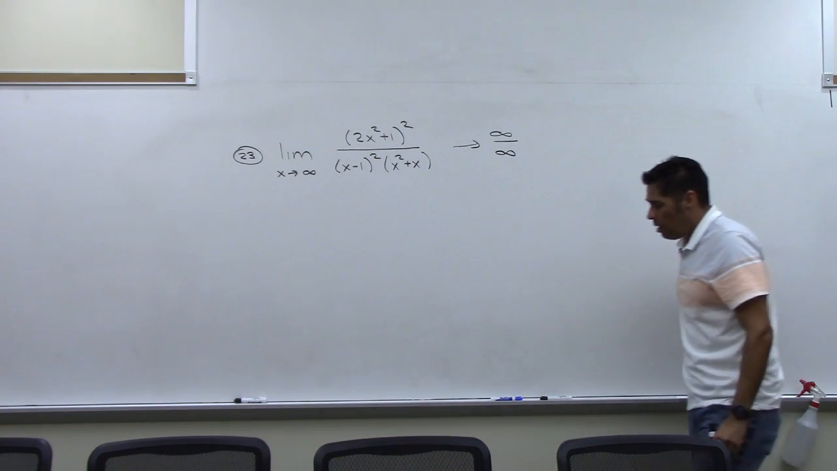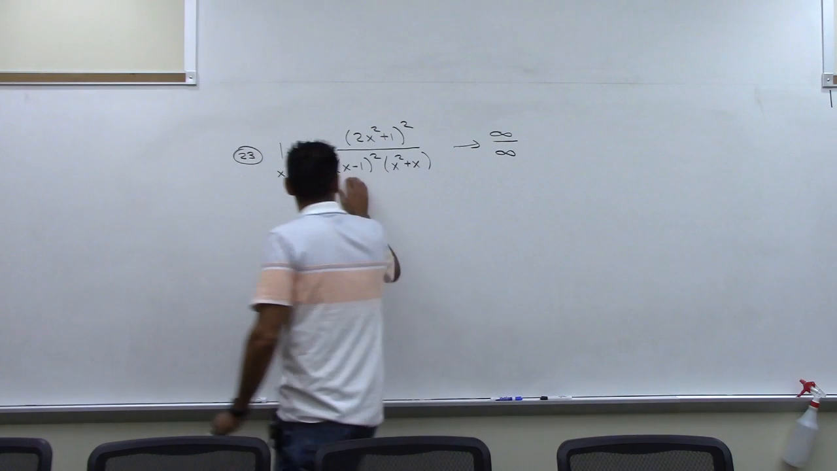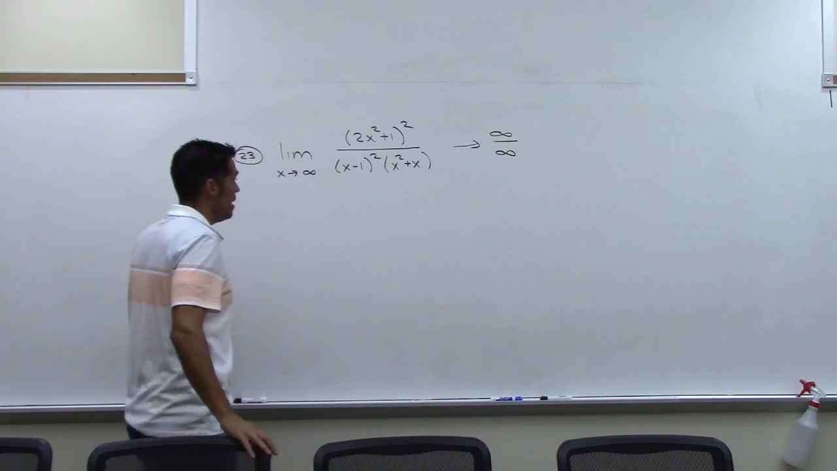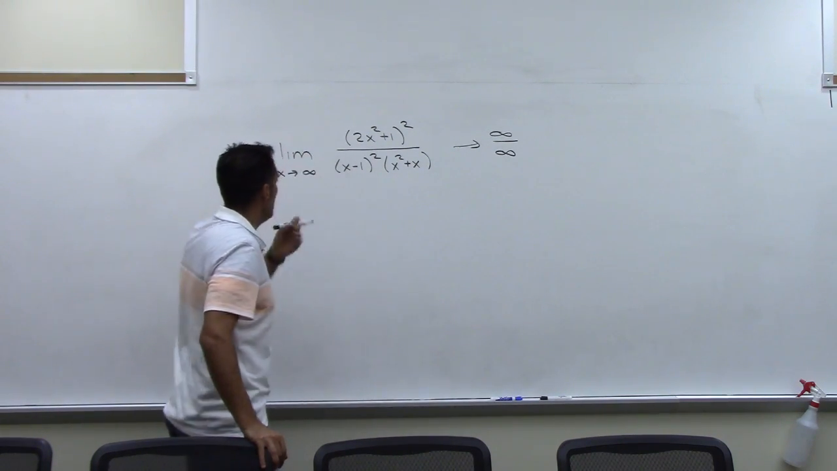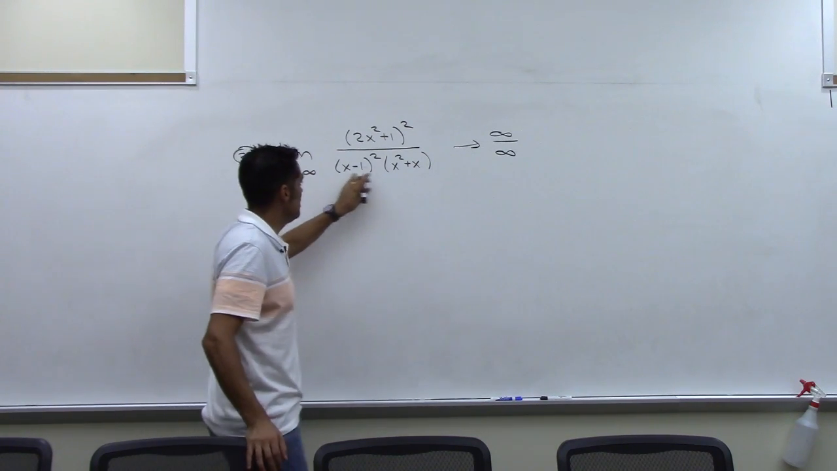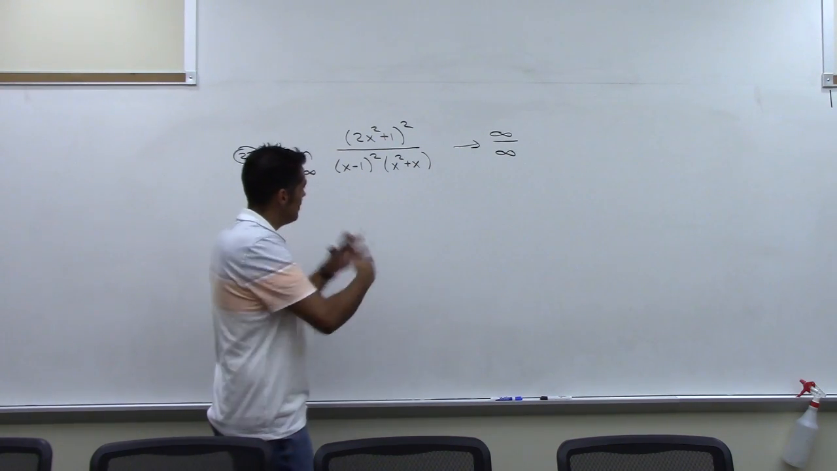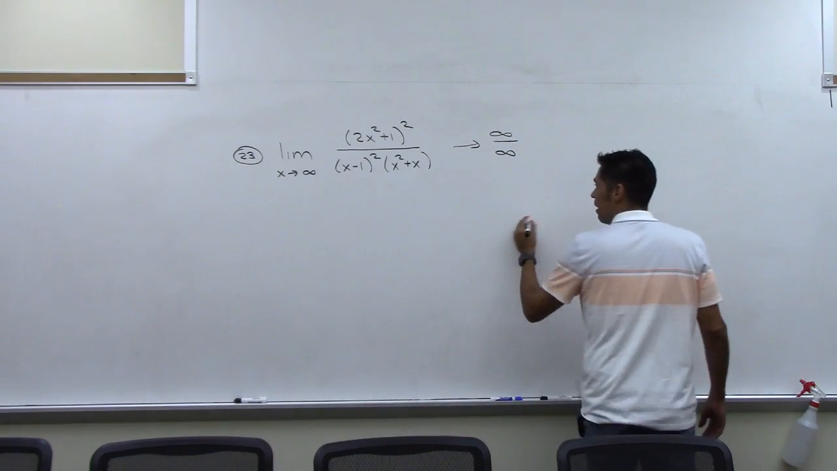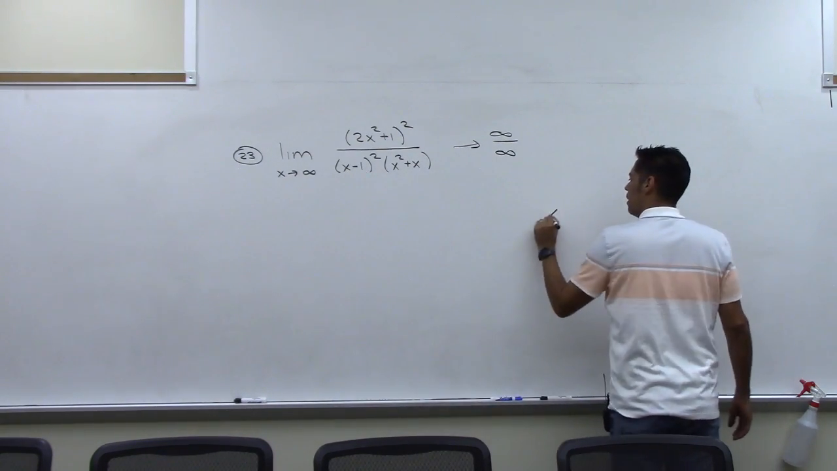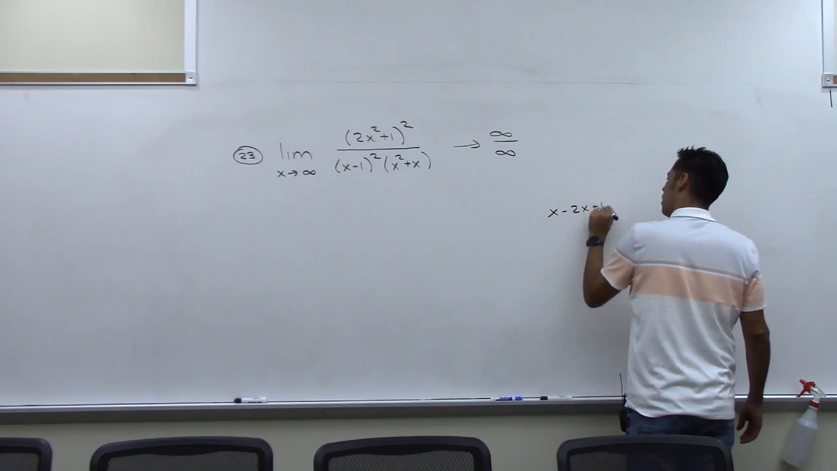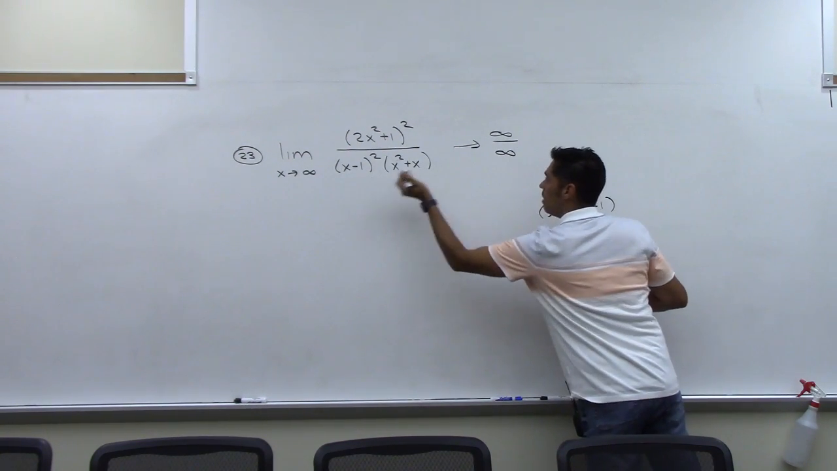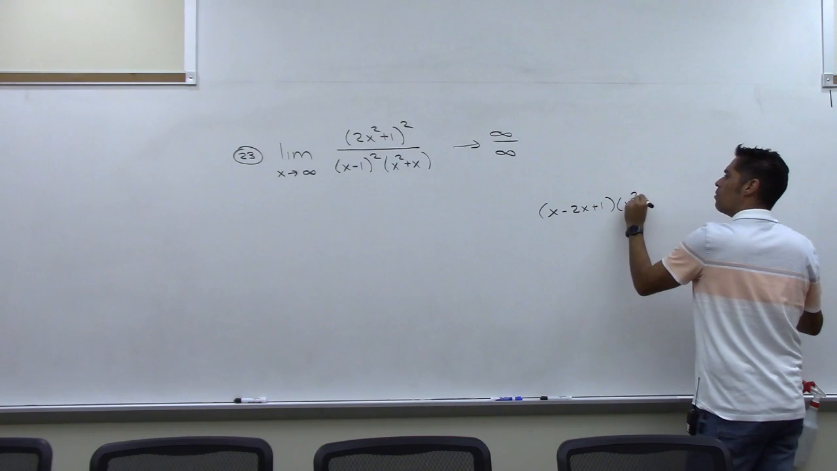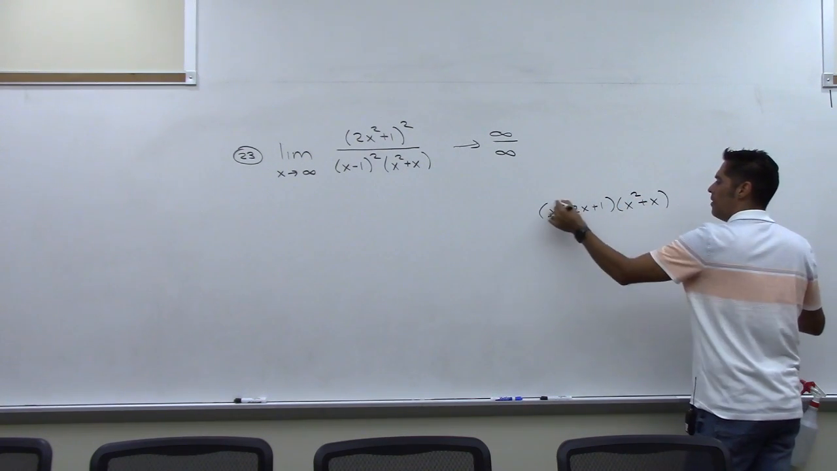Now in the last two problems, all I did when I had this was identify the highest power of x in the denominator, and then I multiplied top and bottom by that. But here, because these are written this way, I actually have to expand this out first. So let me multiply this out. x minus 1 squared is x minus 2x plus 1. And then times x squared plus x. And then I just distribute.